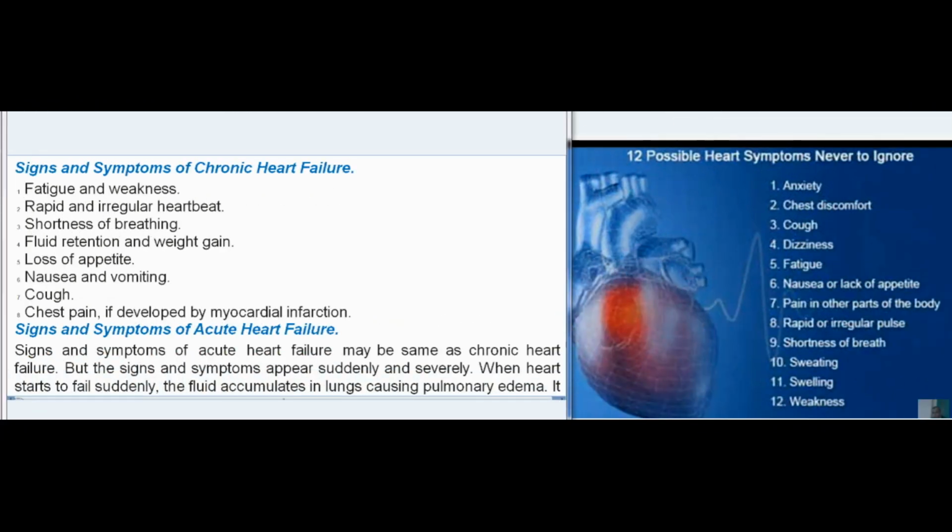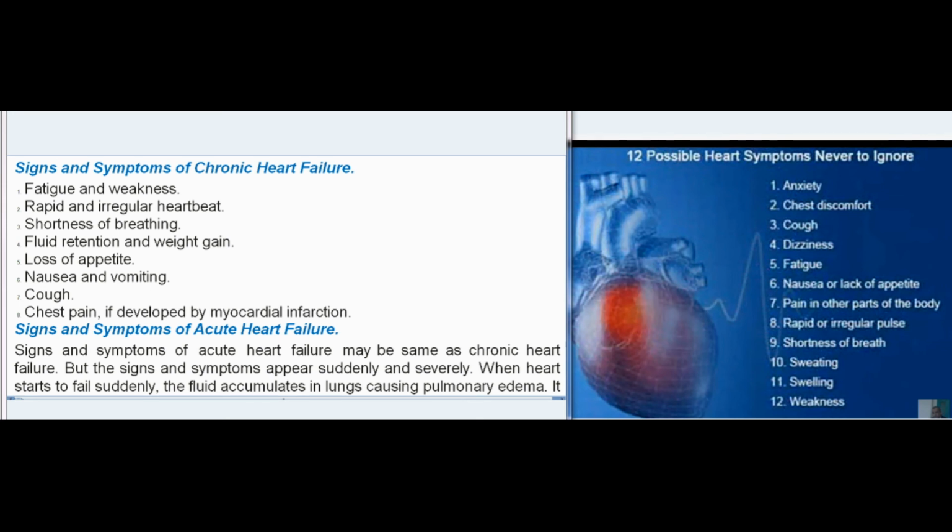Signs and symptoms of chronic heart failure. Fatigue and weakness. Rapid and irregular heartbeat. Shortness of breath. Fluid retention and weight gain. Loss of appetite. Nausea and vomiting. Cough. Chest pain, if developed by myocardial infarction.